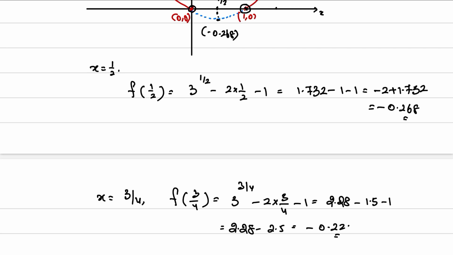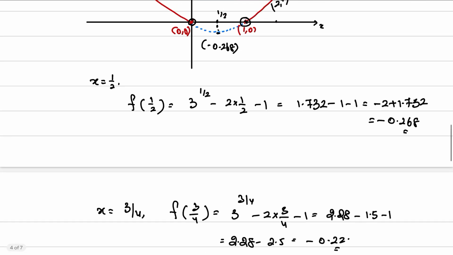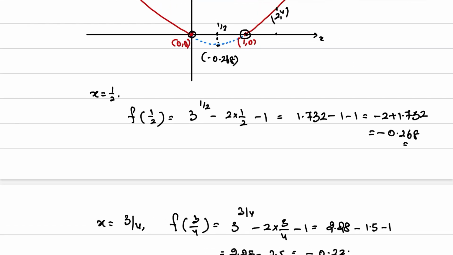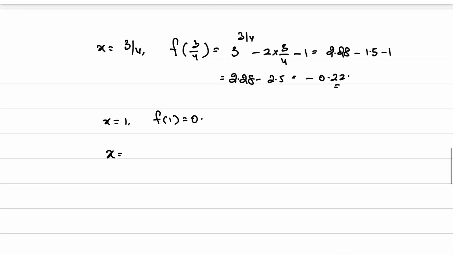It is still negative. X is equal to 3.4, also still negative. X is equal to 1, function 1 is equal to 0. That means it is increasing. This function value is increasing as x tends to 0 from minus half. And towards the other side, x is equal to 1 by 4, let us say. Function 1 by 4 is equal to 3 to the power of 1 by 4 minus 2 into 1 by 4 minus 1. What is 3 to the power of 1 by 4?